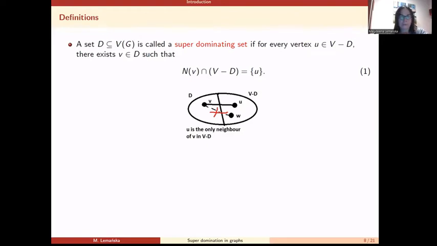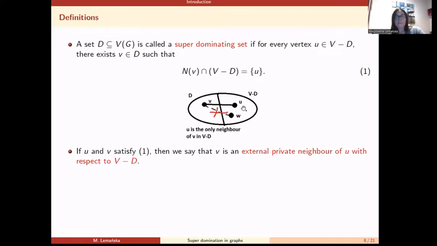If you want to define a superdominating set, then we can do it in the following way. If we have a set D, which is a subset of the set of all vertices, then we call the set superdominating if it's, of course, dominating. But for every vertex V belonging to the complement of the set, there exists a vertex U belonging to the set such that this vertex U is the only neighbor of vertex V with respect to V minus D. So here we have this situation where this vertex U is an external private neighbor of a vertex V with respect to the set V minus D.